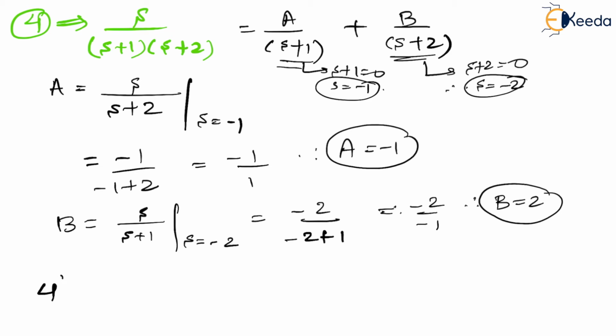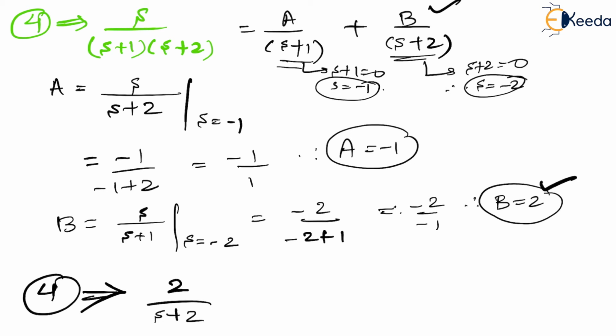Let me take b first, so I can replace this fourth one. If I keep b first, then I will get b upon s plus 2, so 2 upon s plus 2, plus a upon s plus 1, so minus 1 upon s plus 1. Is that correct? Yes, definitely. Now let us keep everything in that matrix. So that matrix, (sI minus A) inverse, is going to have these terms.